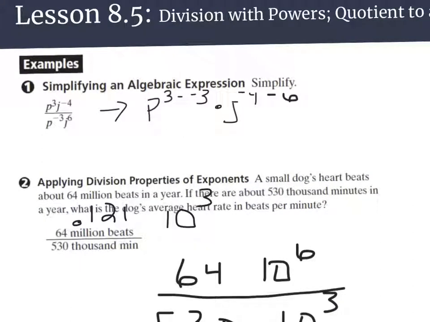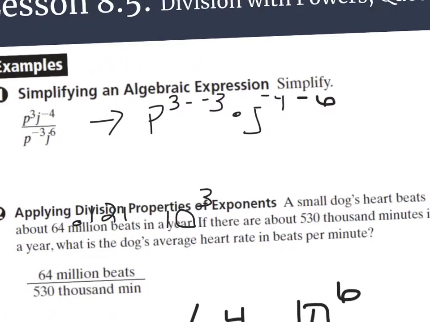So now we're looking at p to the 3rd times j to the -4 over p to the -3rd times j to the 6th. There are several different approaches we can take to this problem. The one I'm going to do right now is we are going to subtract. So we have p to the 3rd over p to the -3rd. So we have p to the 3rd minus -3, which technically becomes plus a positive.